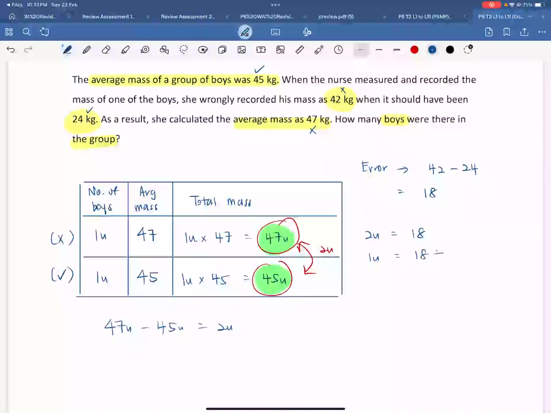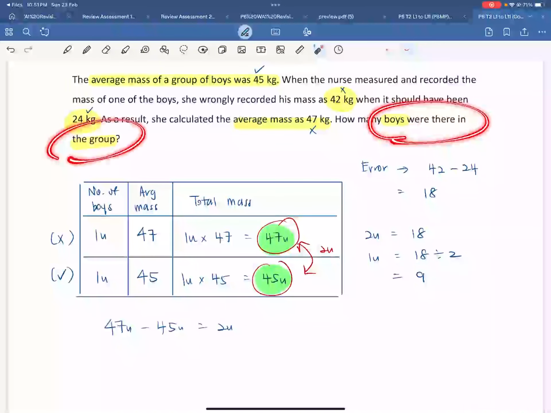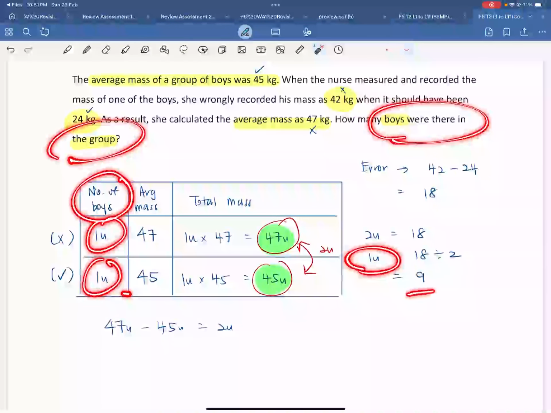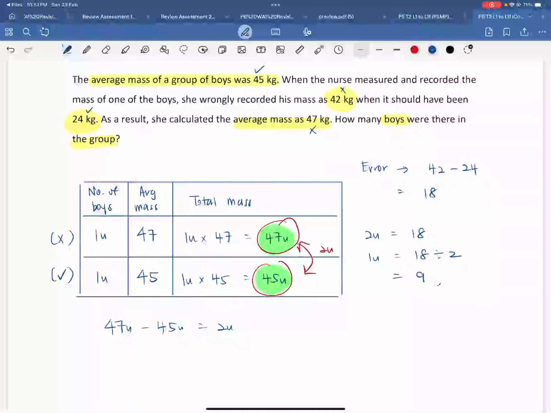And that's for 2 units, so for 1 unit, 18 divided by 2 is 9. If we check, the question is looking for the number of boys in the group, which is 1 unit. So once you solve for 1 unit, that's your answer. So there were 9 boys in the group.